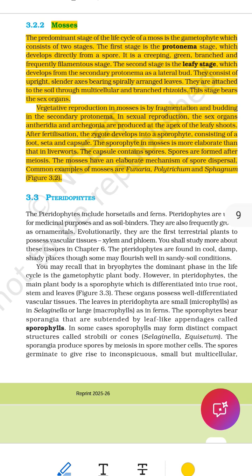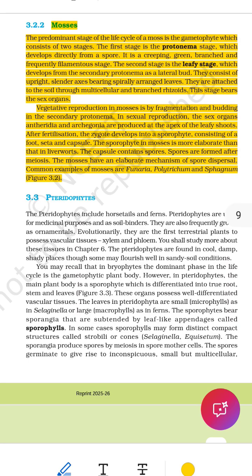Absolutely. Here's a great, deep, and very simple summary of the topic mosses, written in the easiest language, like teaching someone completely new to the topic. This will help you understand and remember everything clearly. Detailed summary of mosses, the simplest way.